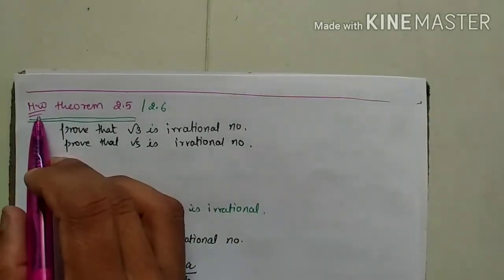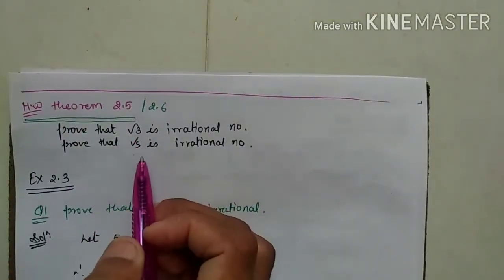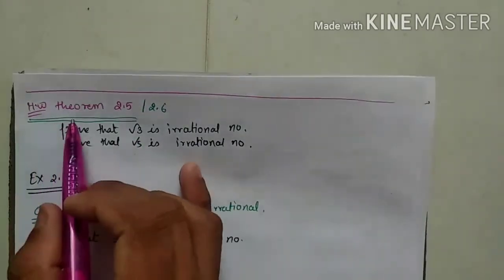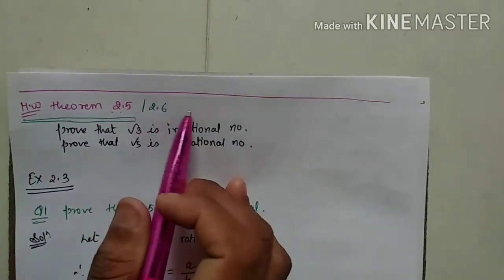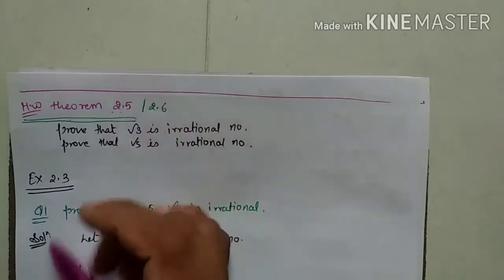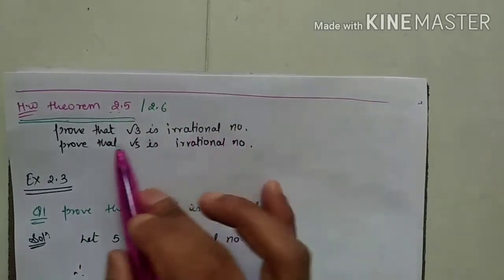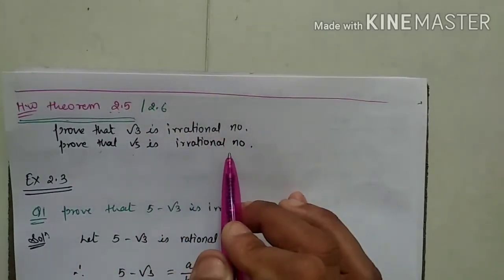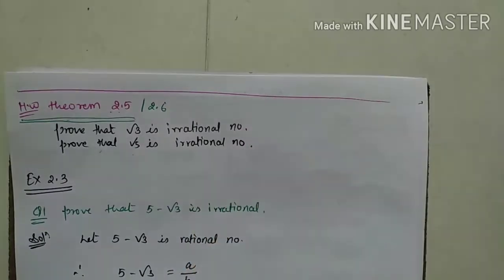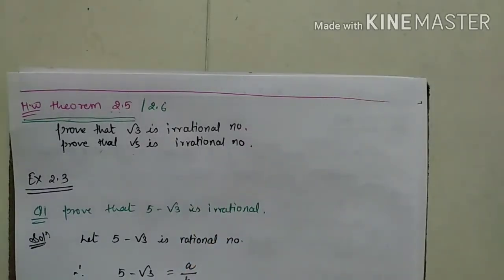Some homework questions I am giving you. Do the same way, just like root 2 and root 2. For theorem 2.5 and theorem 2.6 you have to do it as homework. Prove that root 3 is an irrational number and prove that root 5 is an irrational number. Please do the solution. I will give you the solution in the next video, but try by yourself, as with root 2. Just do the assumption of a rational number, then solve it. You will get your correct answer.